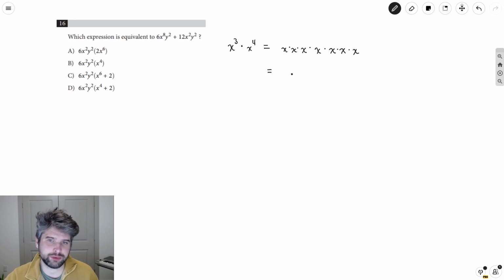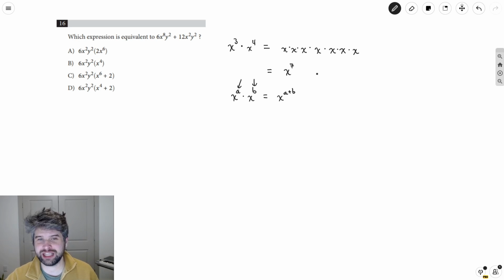So what is this equal to? Well, we could simplify this as x to what power? If you said 7, you'd be right. This is x to the 7th power. So what's the rule here? If you've got x to the power of a times x to the power of b, then that is x to the power of whatever this is plus whatever this is, so a plus b. And now we finally have enough ammunition to tackle this problem.